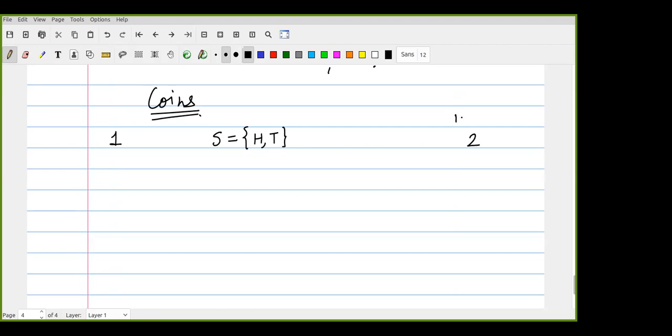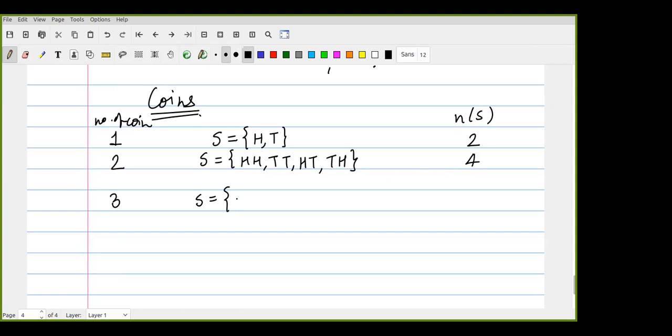Two. So when we have the number of coins as one, the sample space is head or tail, and the number of sample points is two. Now, if you take two coins, tell me. HH, TT, HT, TH. Okay, so here we have four. Now, when you take three coins, just a second.